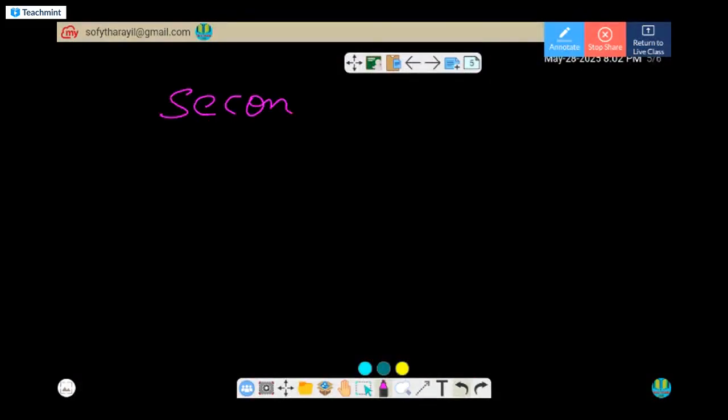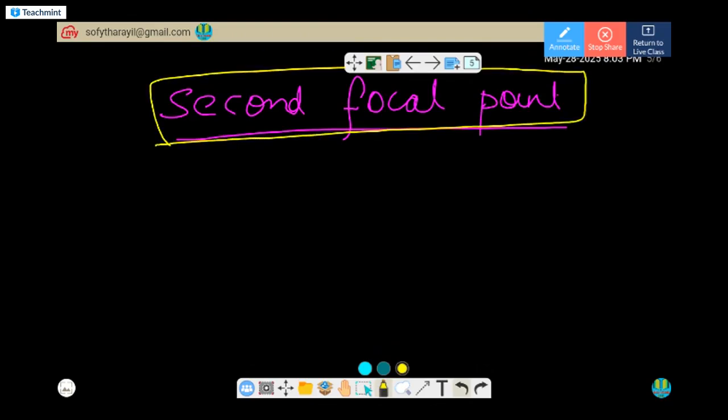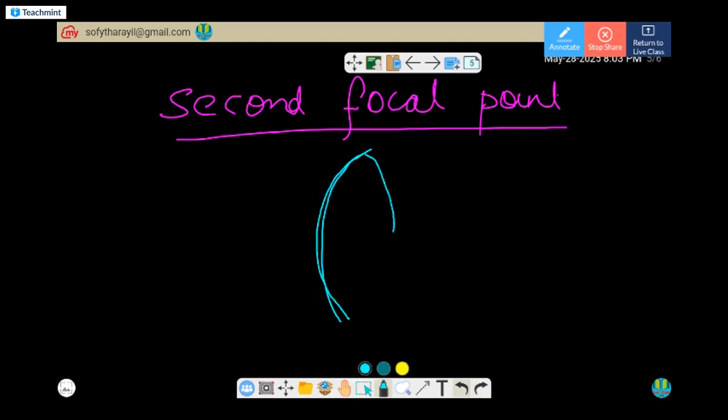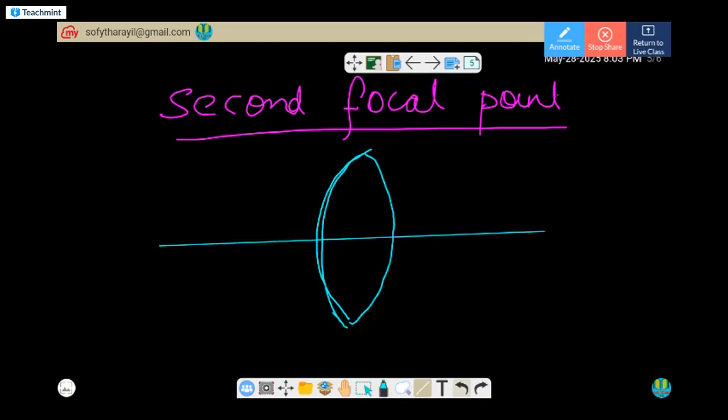Okay, now we discuss about the second focal point. Now, in both the cases, whenever you have to decide the second focal point, you will be considering that the rays are supposed to be parallel to your principal axis. Suppose I'm taking the convex lens, okay? And we have the principal axis like this. So the rays are going to be parallel. Now in both the cases, for second focal point, we will take rays parallel to the principal axis.